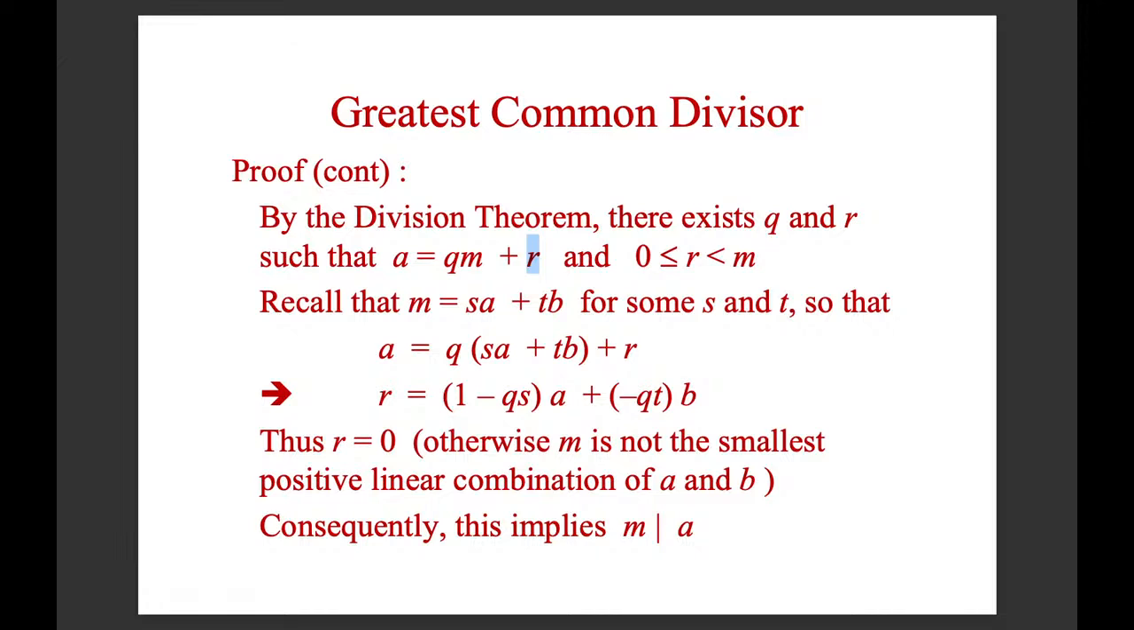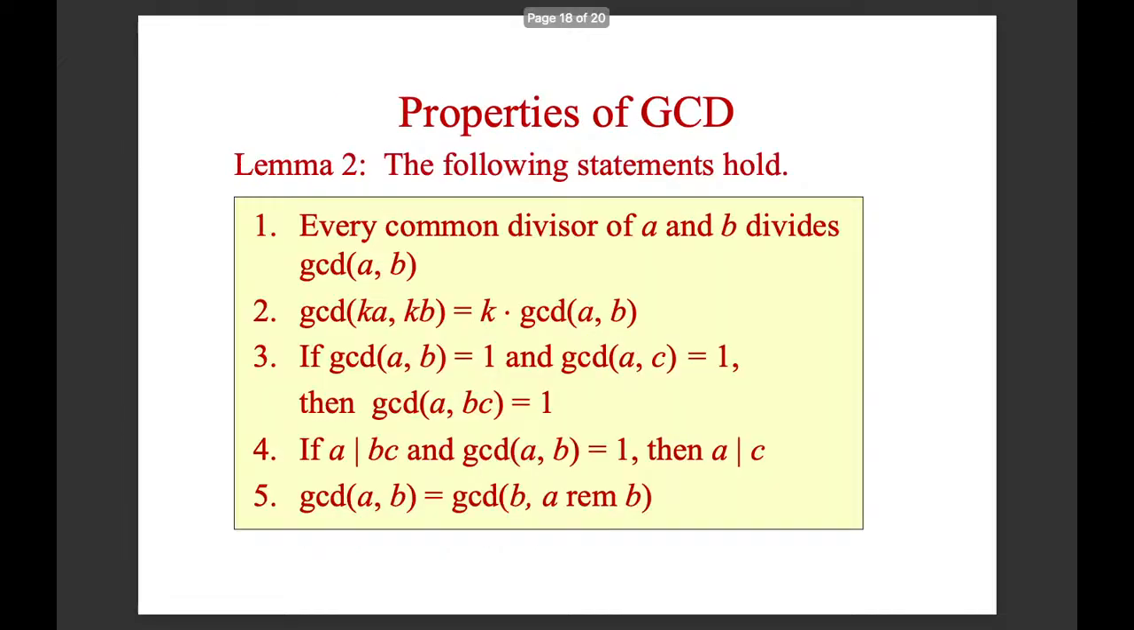Greatest common divisor has two different properties. One is we can view this as a common divisor of a and b, and it is greatest. And the other is that it is the smallest positive linear combination. Because of this, we can show a couple of results here.